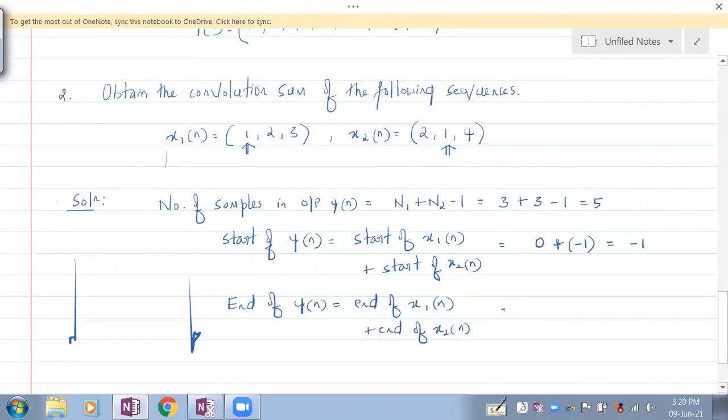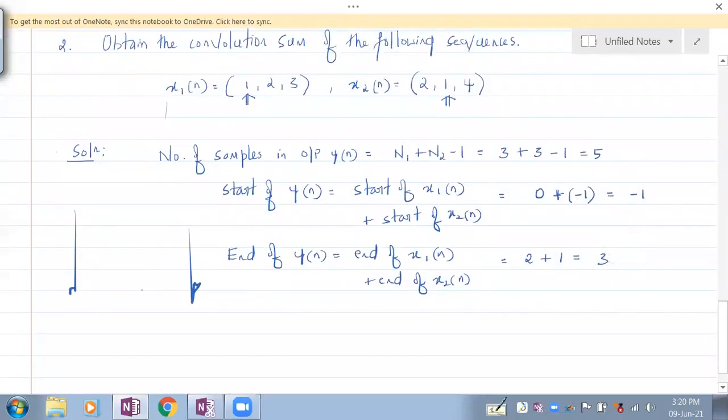Fine. So what is the end of x1 of n? If this is our 0th sample, then this is our last sample. So this is 0, 1, 2, ending at 2. And where is this ending? If this is our 0th sample, this is ending at 1. So where do you think y of n should end? It's 2 plus 1, so it should end at 3. So it should start at minus 1 and it should end at 3.